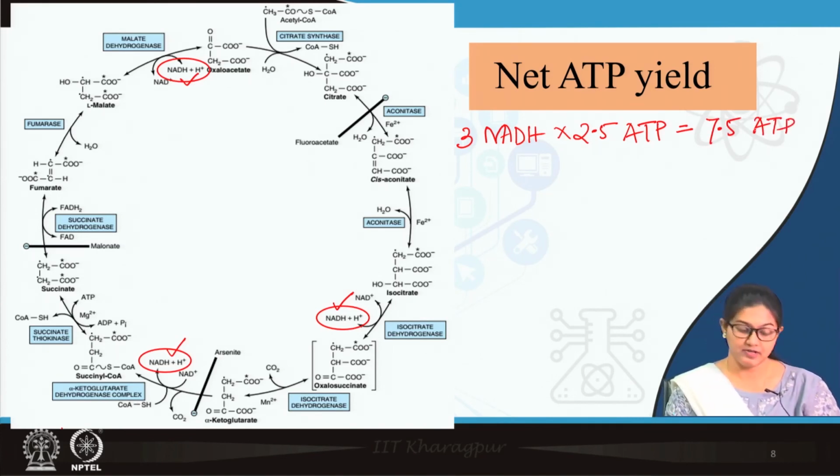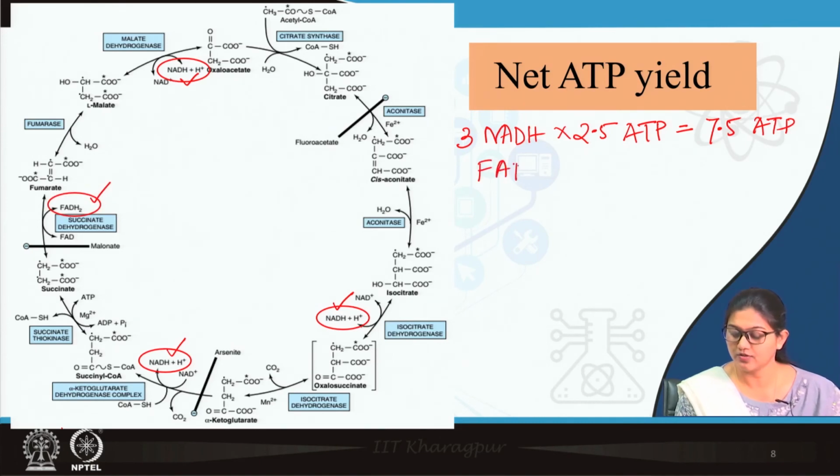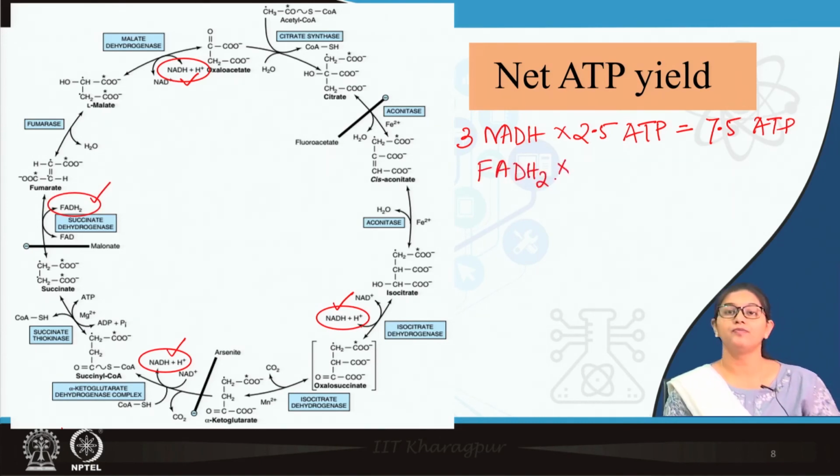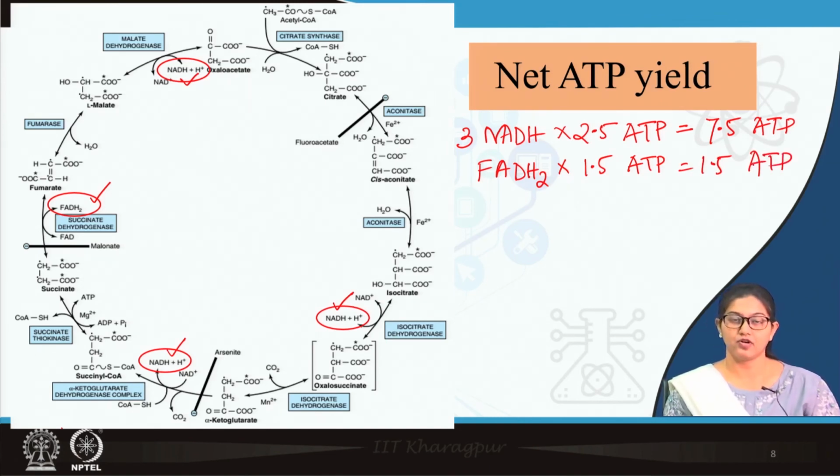Then there is another reducing equivalent FADH2, 1 molecule of FADH2. Now, FADH2 on oxidation gives rise to energy which is equivalent to 1.5 molecules of ATP. Remember, previously the concept was 2 molecules of ATP are generated from FADH2, but the recent concept is that there is 1.5 molecules of ATP generated from FADH2. So, 1.5 ATP from FADH2.